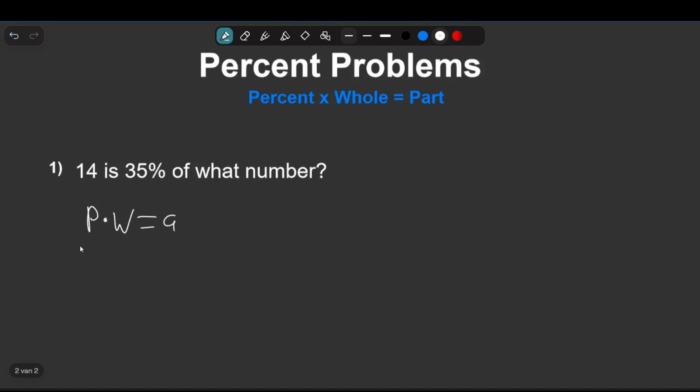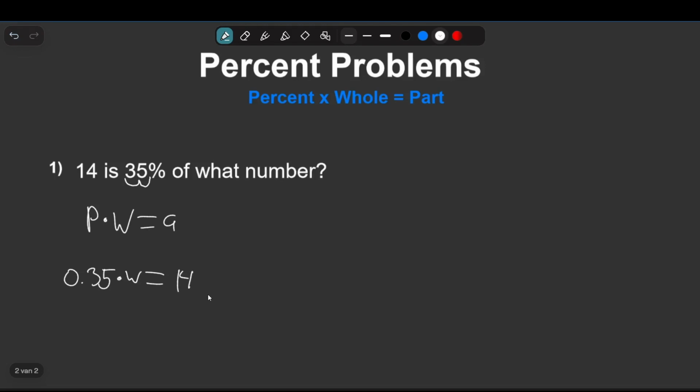So our percent is going to be 35. But again, we want this in decimals. So we're going to divide 35 by 100 by moving the decimal to the left twice. So we have 0.35 times whole equals, and our part is 14. So this will be our equation.